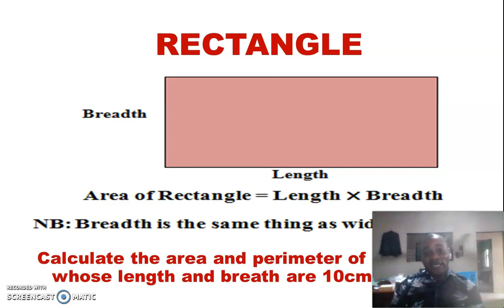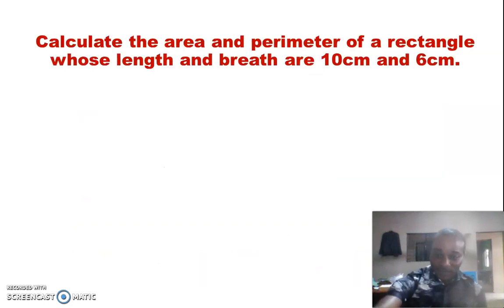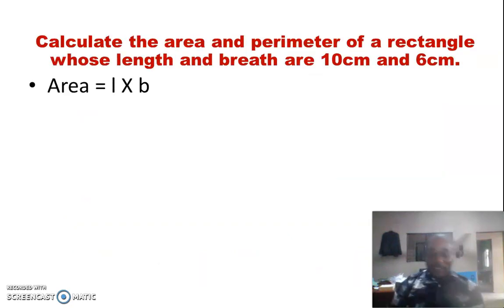Now let's take this example. Calculate the area and perimeter of a rectangle whose length and breadth are 10 centimeter and 6 centimeter. Now look at the question. We are given the longest side as the length, while the smaller one is the breadth. We are told to find the area. First of all, you need to remember that the formula is length times breadth. The length is 10 centimeter. The breadth is 6 centimeter.